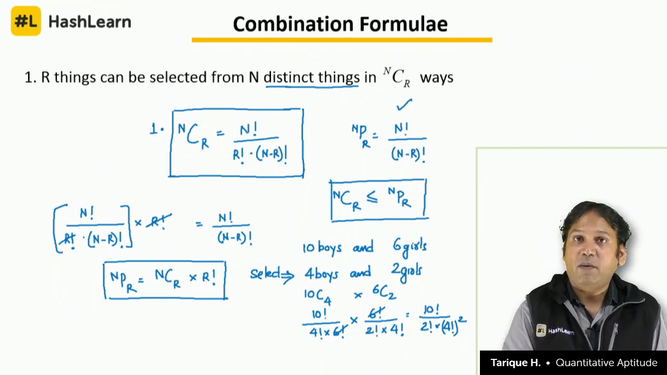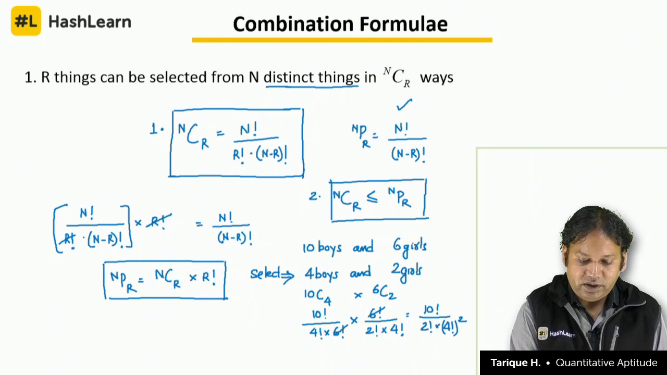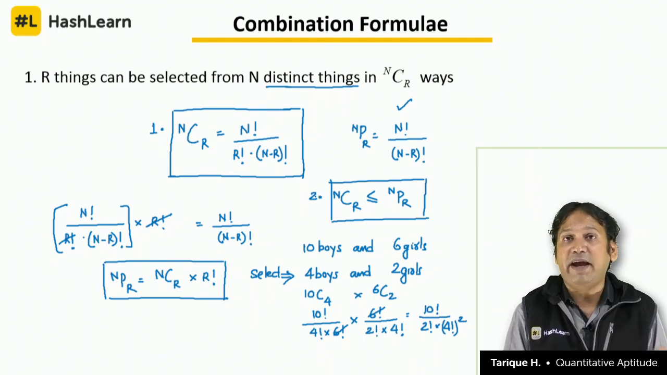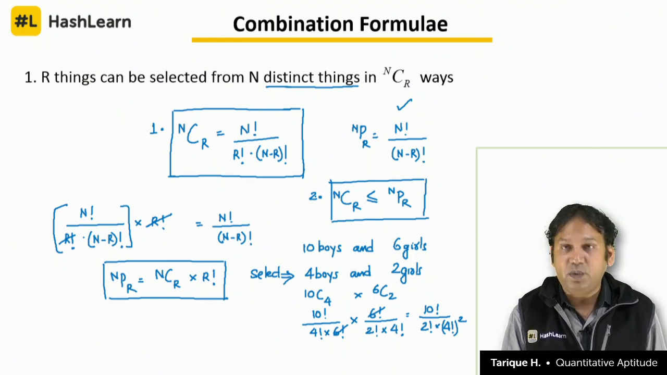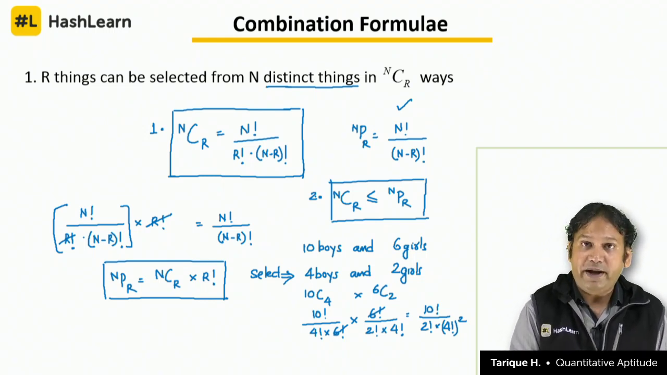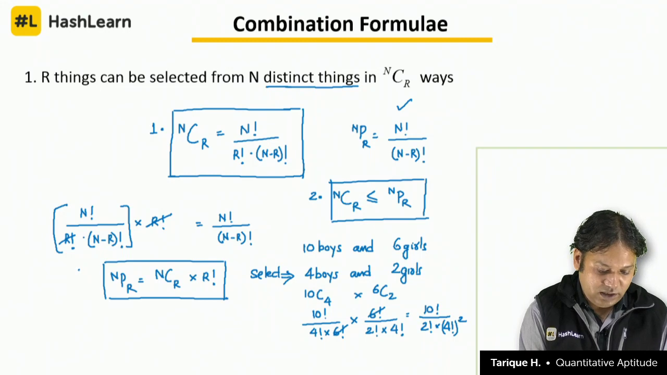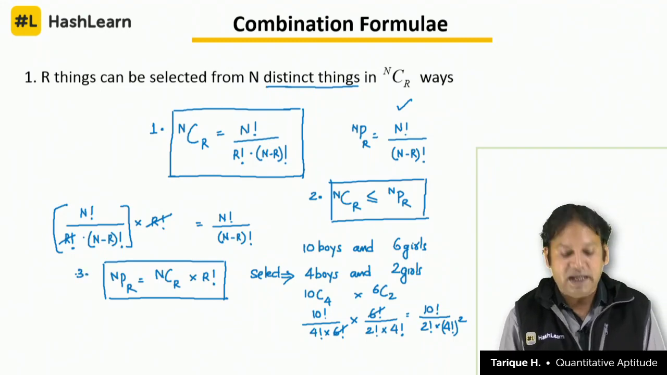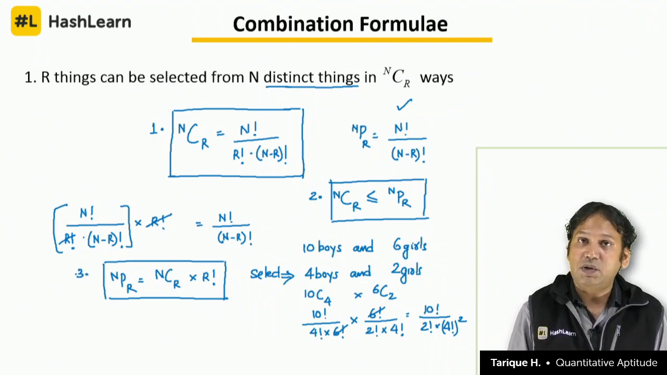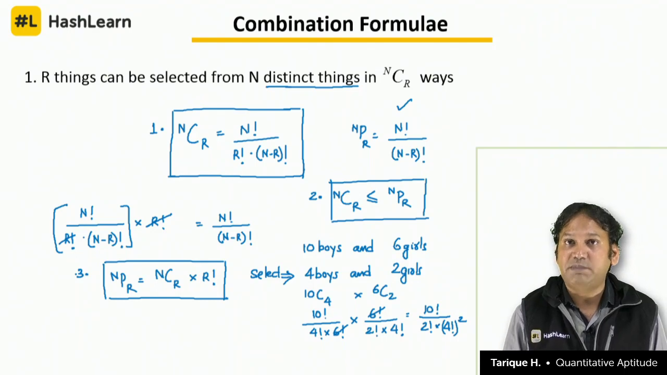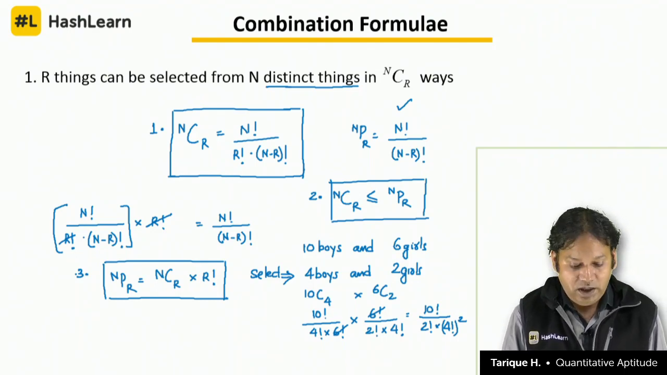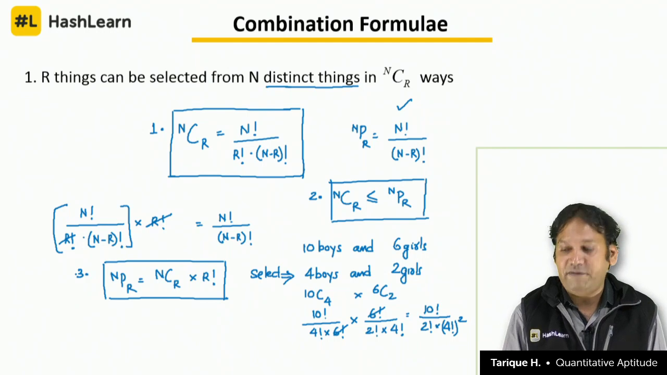Now comparing with the formula of permutation, the second important thing that we have understood here is that for the same values of n and r, NCR will always be less than or equal to NPR. Then how to get NPR from NCR? This is the third thing that we have understood today in this slide: NPR is equal to NCR into r factorial, that is, the number of permutations is equal to the number of combinations multiplied with r factorial.